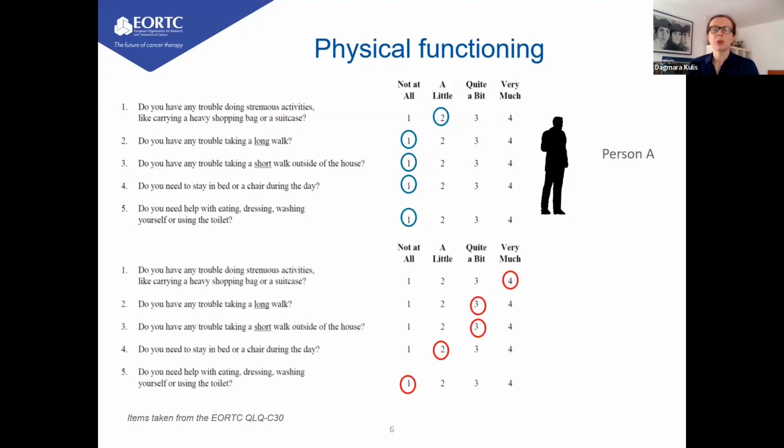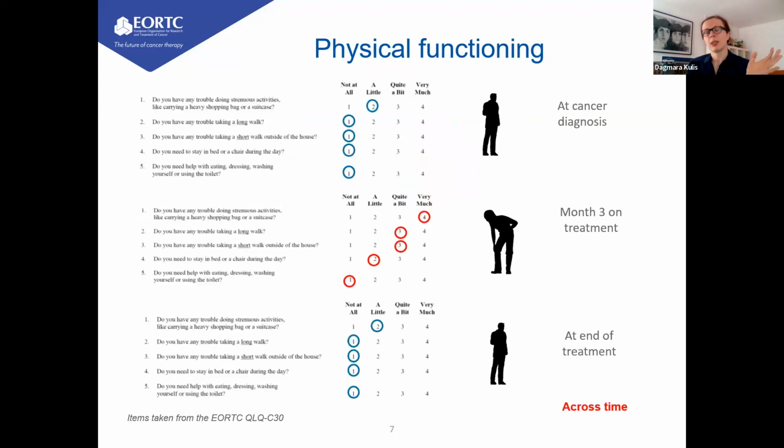And then we have the same questions with another set of answers. So here we have somebody who has a lot of trouble doing strenuous activities. They have quite a bit of trouble taking a walk. And so we can say that this person has a lower physical functioning. So this way, through the questionnaire, we can differentiate between 2 groups of people who have different level of physical functioning.